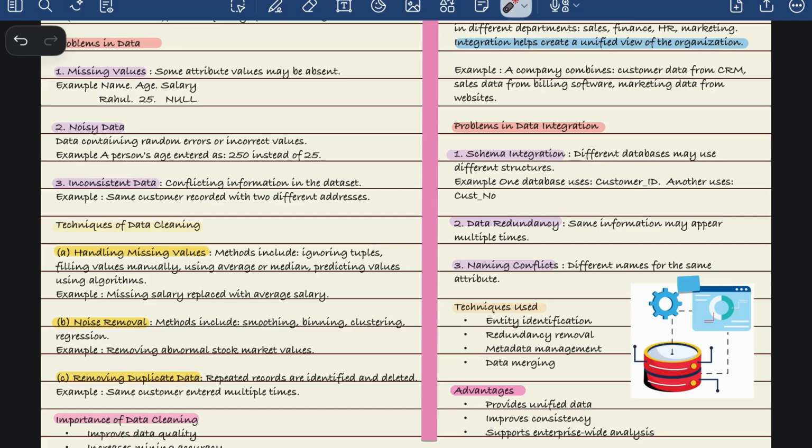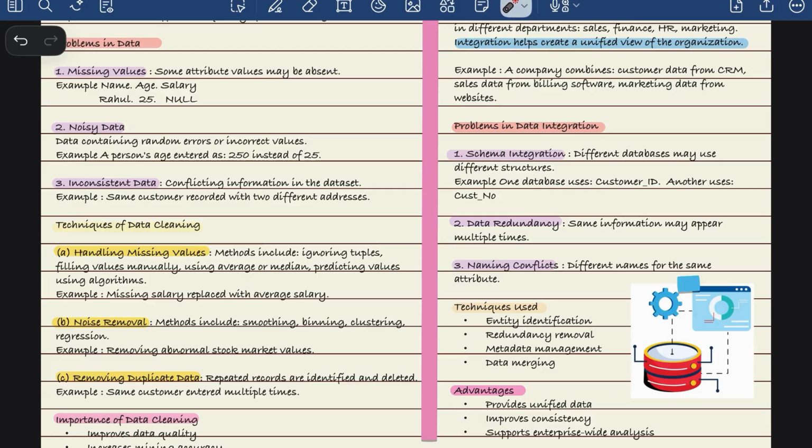So what are the techniques used? First, you read the data, you identify the entities, which are the major entities, right? And then redundancy removal. Wherever you see the same record occurring multiple times, you read the data, you understand its importance, and then you take the step of redundancy removal accordingly. We also do metadata management.